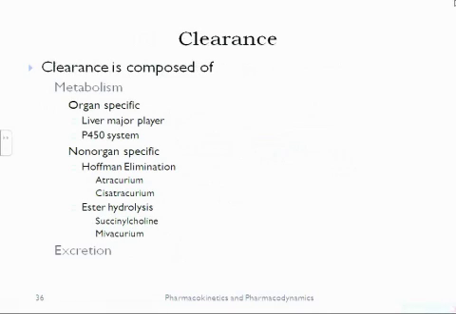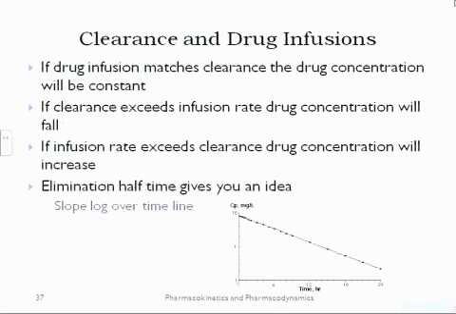Clearance is composed of metabolism or excretion. Most textbooks, I consider also redistribution to a certain degree as part of clearance, but the books want to make sure that you understood clearly that it's metabolism and excretion. Metabolism has to be organ-specific. It could be liver. The non-organ specific are things like Hofmann elimination, which breaks down atracurium and cisatracurium, or ester hydrolysis by enzymes like pseudocholinesterase that attack mivacurium and succinylcholine.